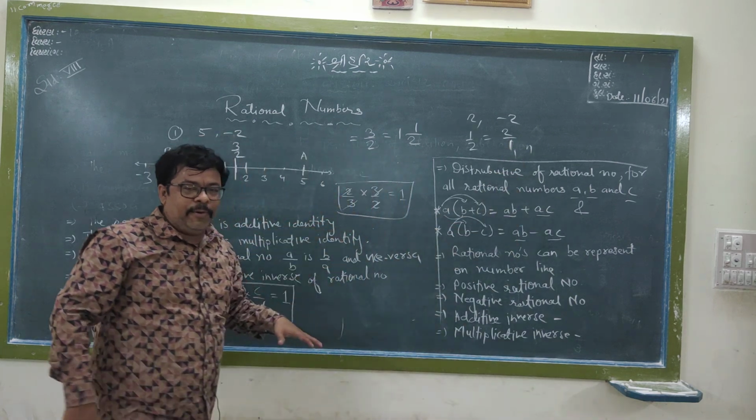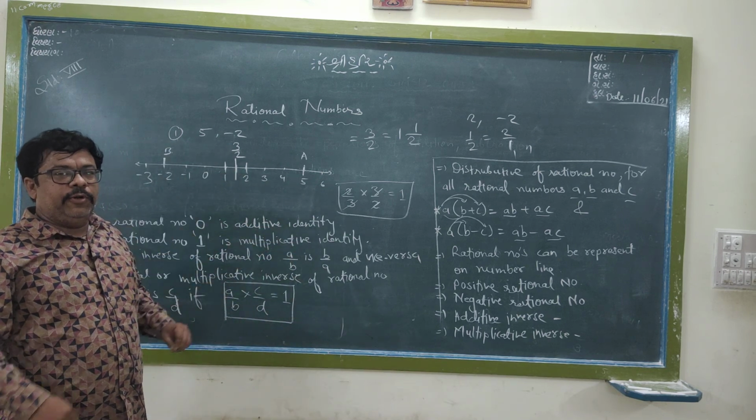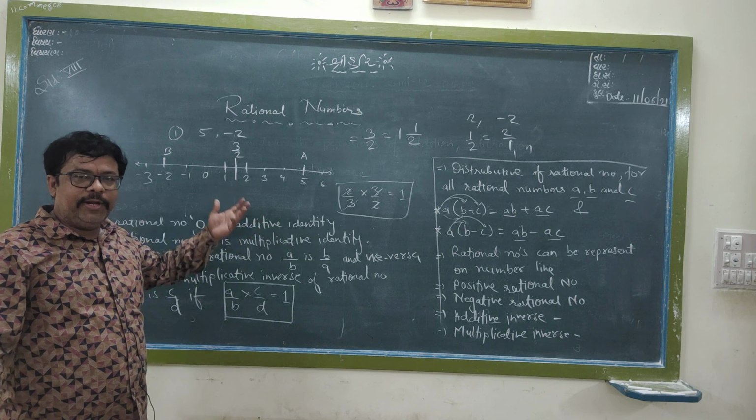So these are the basic points for rational numbers. Just go through them. If you don't understand anything, just put a comment and I will clear that out.